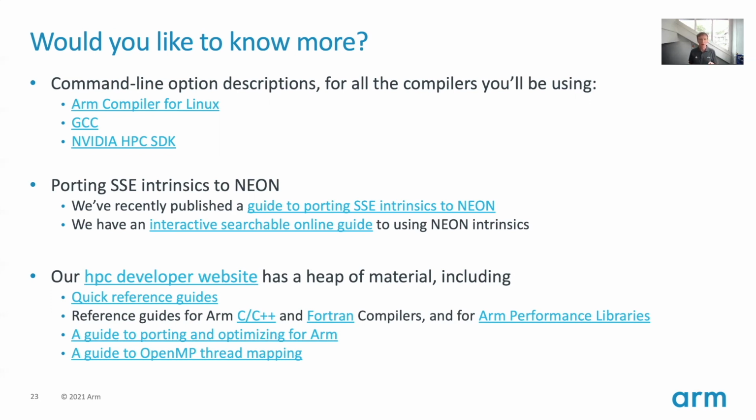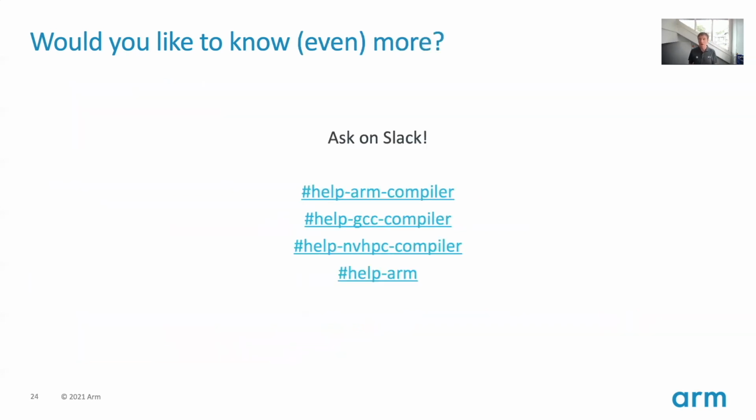Then our developer.arm.com HPC section has got a whole heap of material that goes through the same sorts of things I've covered today in a bunch more depth. So quick reference guides, full reference guides, a walkthrough of porting and optimizing for Arm, and a guide to OpenMP thread mapping, plus a bunch of other stuff as well. So hopefully that should give you a good start on what you need. And then if there's anything you still can't find, then Slack is the answer. So here's links to a bunch of the help channels on Slack where folks from Arm and AWS are going to be hanging out and answering your questions.